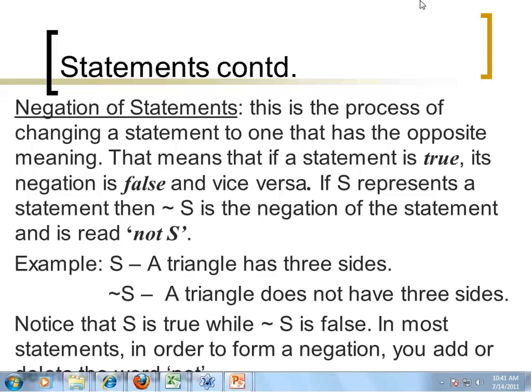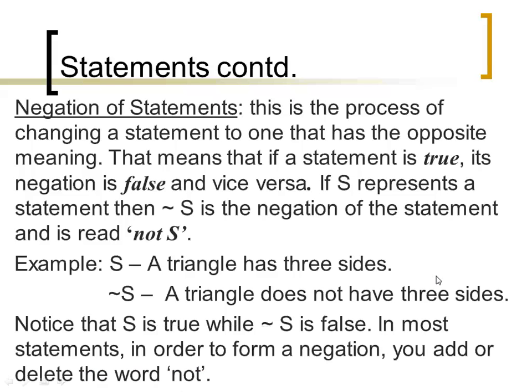For example, the statement, a triangle has 3 sides. The negative statement will be a triangle does not have 3 sides. Therefore, if you notice that the symbol for negation is this here, I think it's called a tilde, not sure. And when you're trying to get the negative of a statement, you either use the not or you take the not out of the statement. So, in most statements, to form the negation, you add or take away the not from that particular statement.